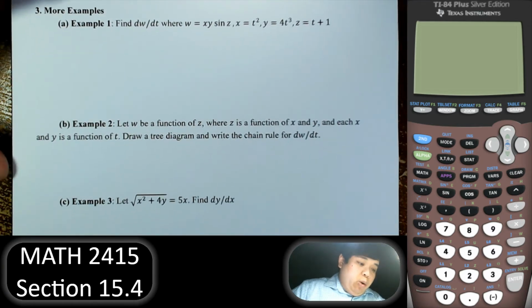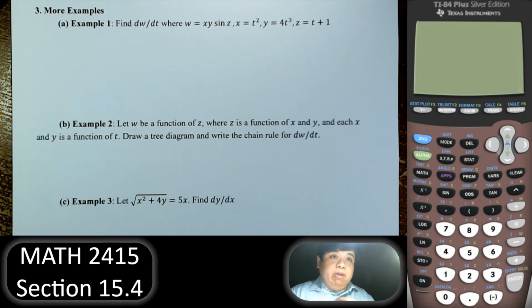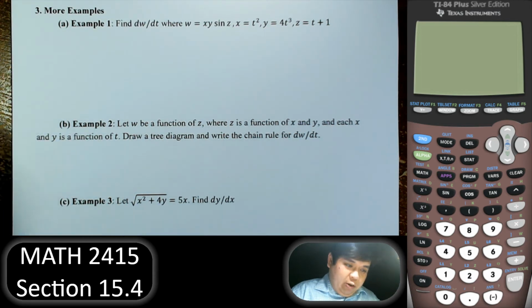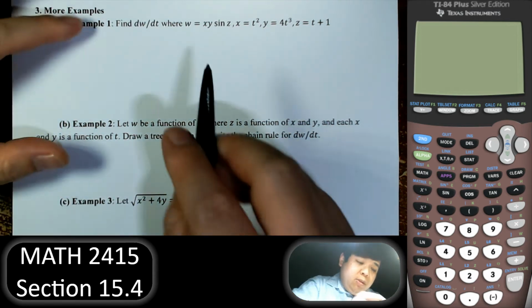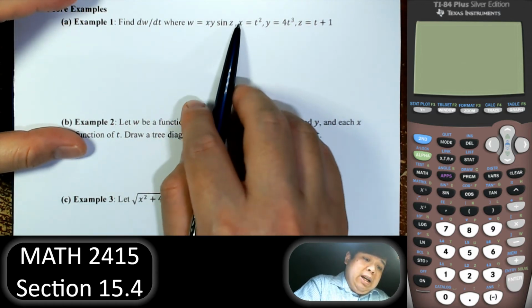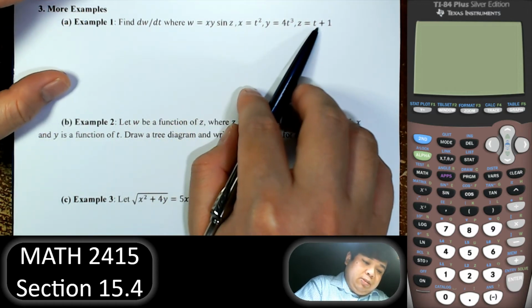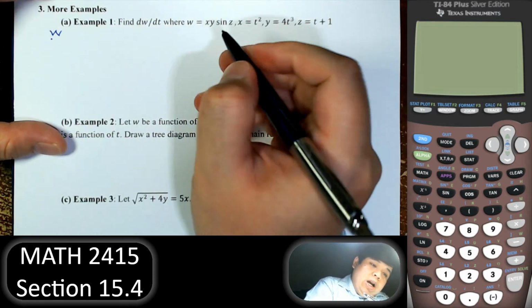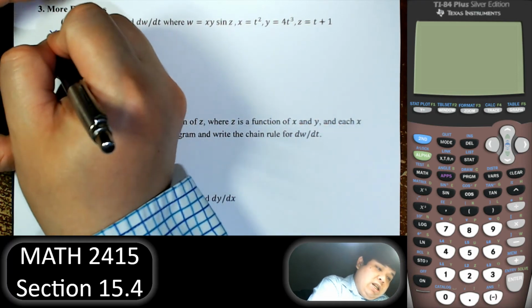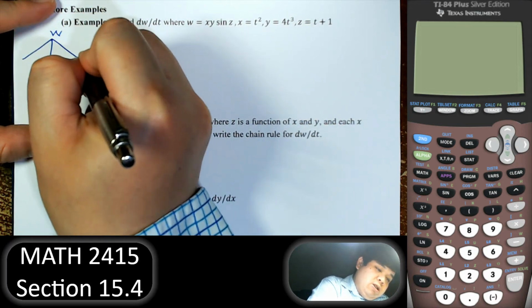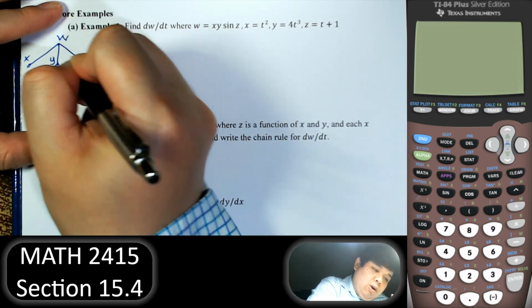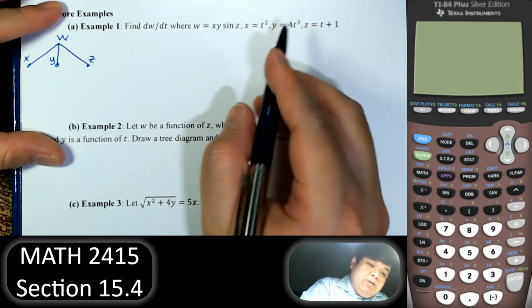Now we go to more exercises. This is just a review of what we learned. Find the derivative of w with respect to t, where w is this, and each one of them is a function of t. So we start with the diagram. Start with w. W has 3 variables, x, y, and z, so 3 branches: x, y, and z, and each one is a function of t.